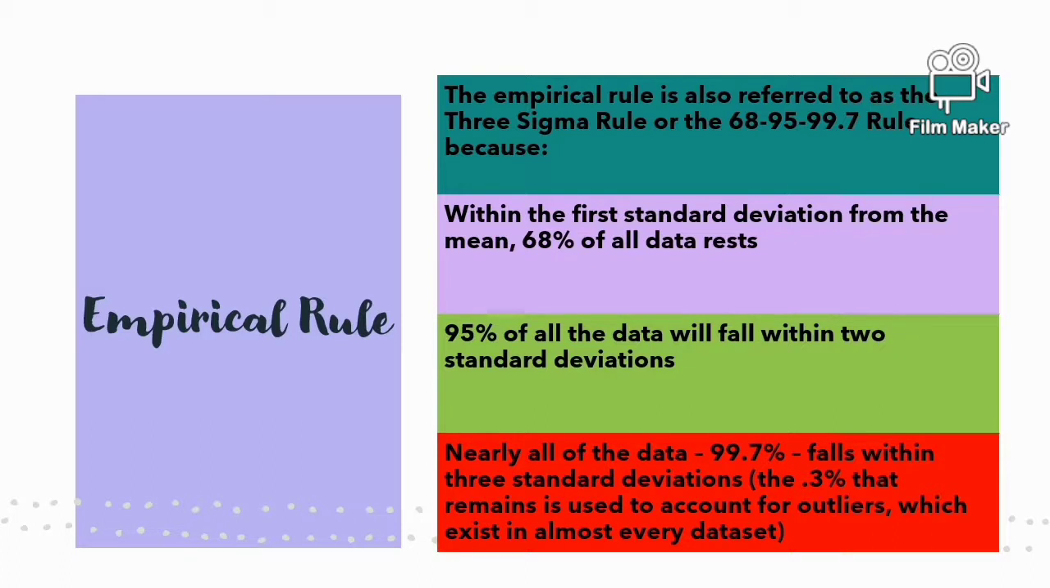The empirical rule is also referred to as the 3 sigma rule or the 68, 95, and 99.7 rule because within the first standard deviation from the mean, 68% of all data rest. 95% of all data will follow the 2 standard deviations. Nearly all data, 99.7%, fall within the 3 standard deviations. The 0.3% that remains is used to account for outliers, which exist in almost every dataset.